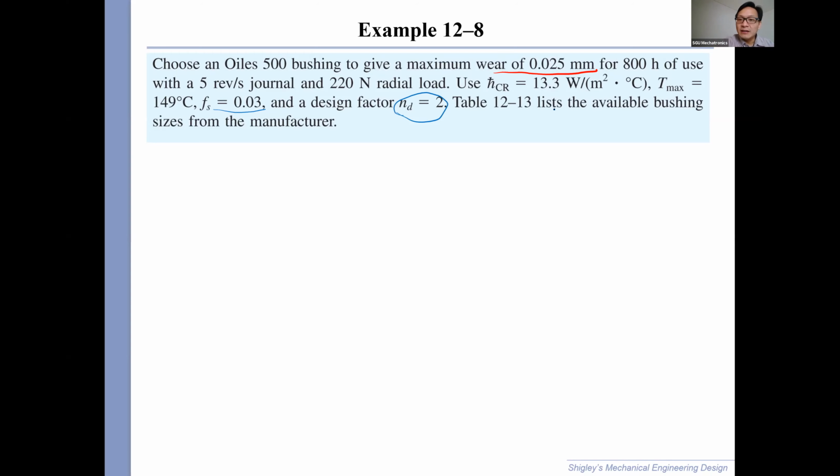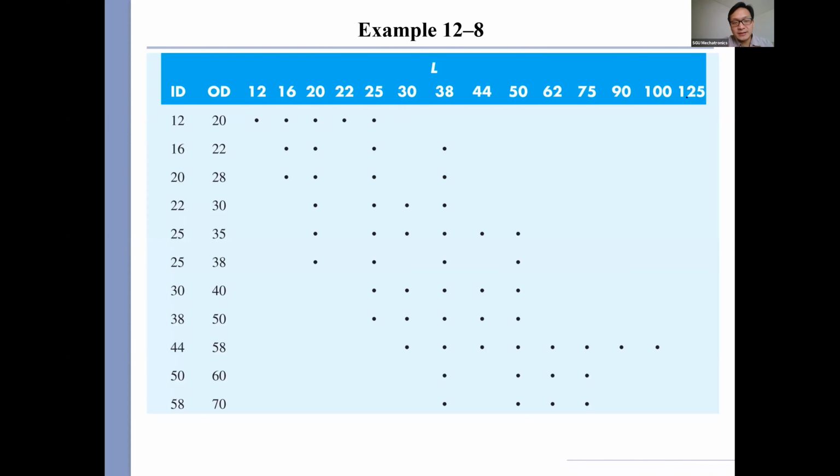We are given the list of available bushing. Here, the dots represent the available ones. ID is inner diameter, OD is outer diameter. We will use ID as the diameter in the formula because the interface between the shaft and the bushing is on the inner diameter.